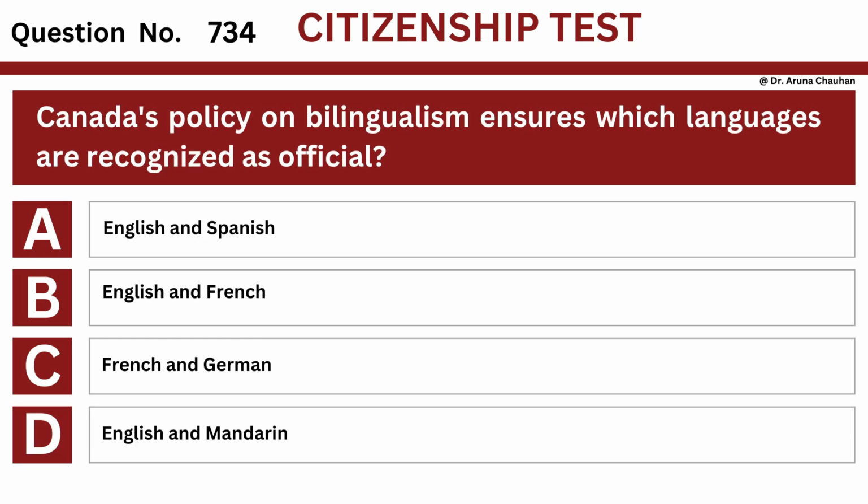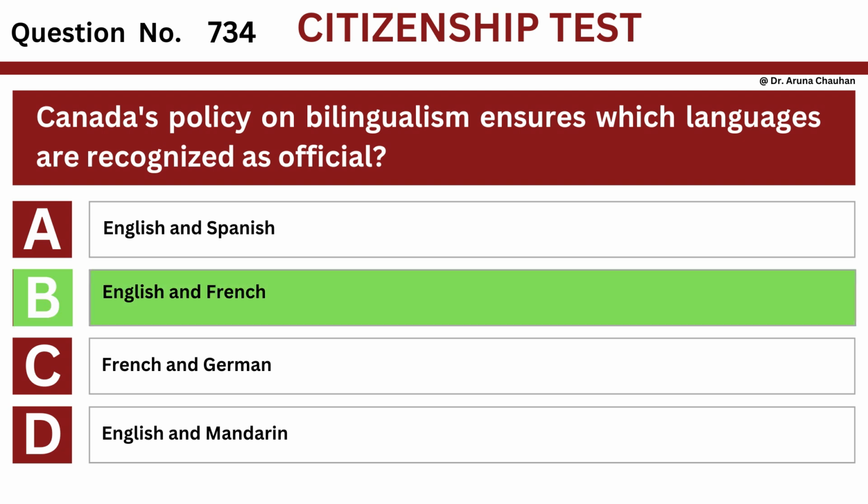Question number 734. Question: Canada's policy on bilingualism ensures which languages are recognized as official? Option A: English and Spanish. Option B: English and French. Option C: French and German. Option D: English and Mandarin. The answer is option B: English and French.